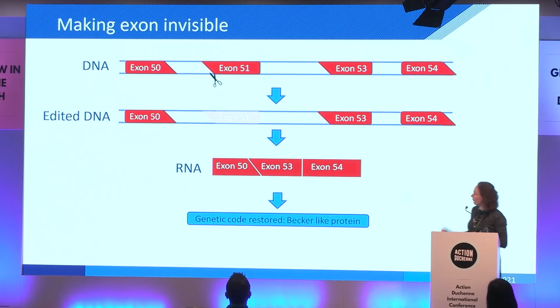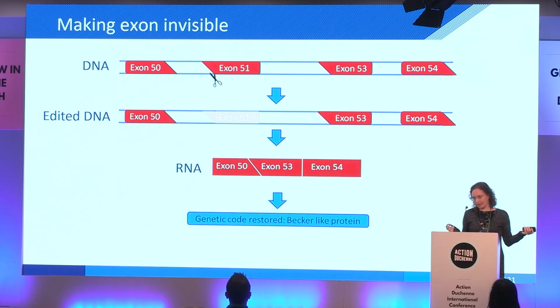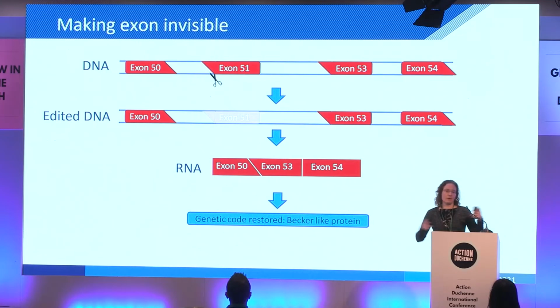Another way of doing it is with 1 scissor. Then you cut the exon, and because the repair is not perfect, it induces errors, the exon becomes invisible. So it's there, but when the exons are linked together, it's not seen, and again you get a repair. What's the advantage of this is you need only 1 scissor. The more scissors you need, the more chance there is that weird things start happening.